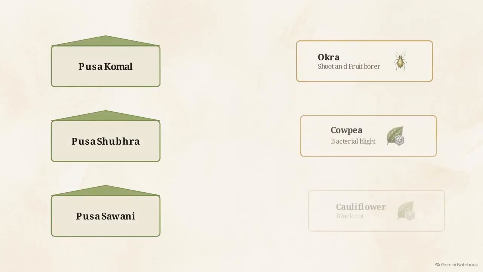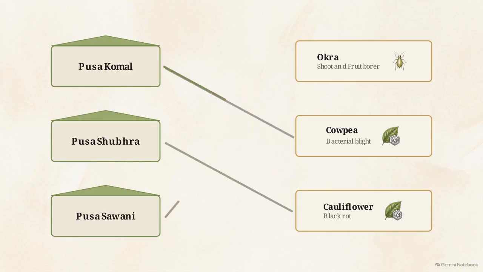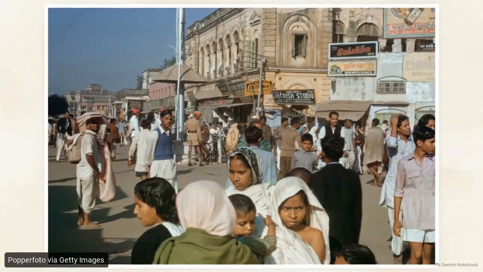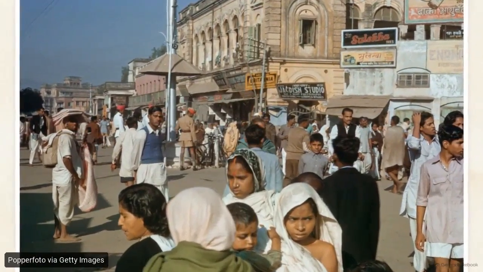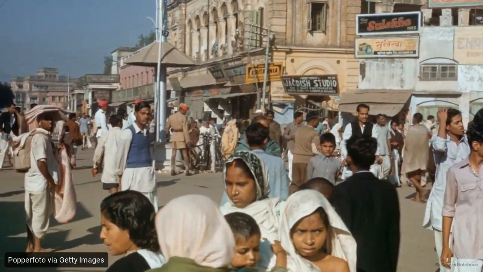Let's test your recall. Look at Pusa Komal, Pusa Shubra, and Pusa Sawani. Match these varieties to their target crops and threats. Building these defenses ensures the crop reaches maturity, but the final step is ensuring that the harvest provides actual nutrition. Over 3 billion people suffer from hidden hunger, a chronic deficiency in essential micronutrients like iron, zinc, and vitamin A.